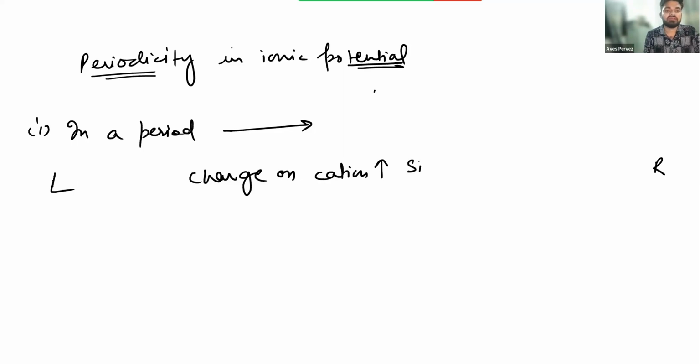And does the size of cation increase or decrease? Tell me. If we have sodium ion and magnesium ion, which has more charge, and which is bigger in size, Na positive or Mg2 positive? Tell me. Mg2 positive has the smaller size.